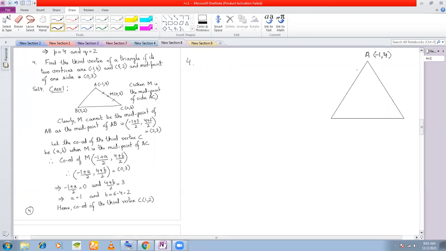Okay. So let's take the vertex A as -1, 4, and let's take the vertex B as 5, 2. Let's say these two vertices are given. And what is also given is that the midpoint of one side is 0, 3. Now the question is which side? There are three sides in a triangle. The midpoint of one side is given. So which midpoint are we talking about? So first of all, let us find out the midpoint of AB.